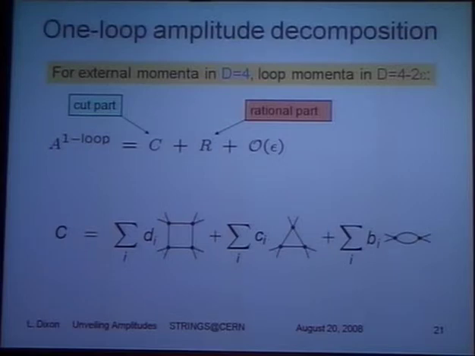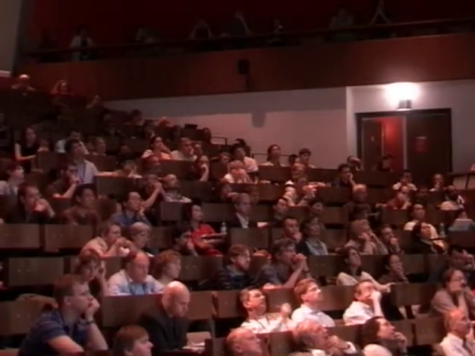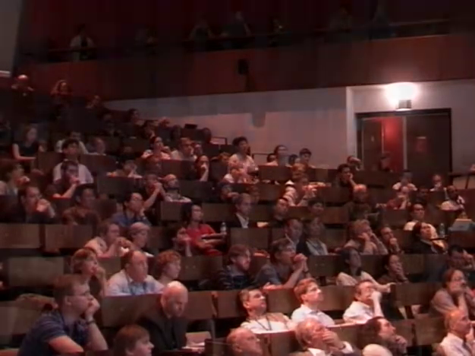And we know what all these integrals are, basically. They're process independent. You can work them out once and for all. So if you have a given process, the task is to calculate these coefficients of the boxes, coefficients of the triangles, and coefficient of the bubbles, and then this rational part. So these are all known. And the way to get these rational functions are to use a generalization of that two-particle unitarity that we were looking at before.